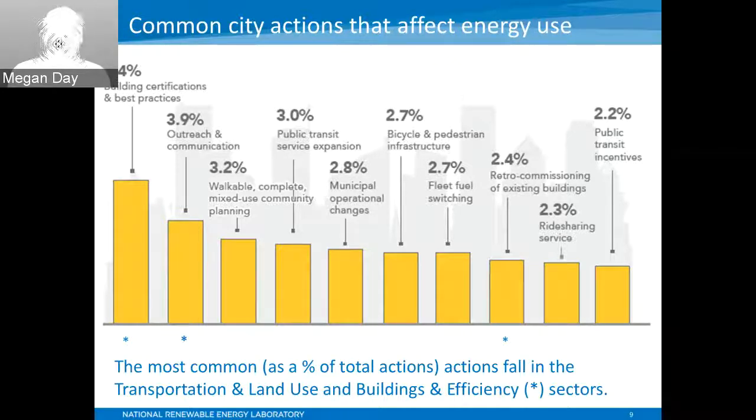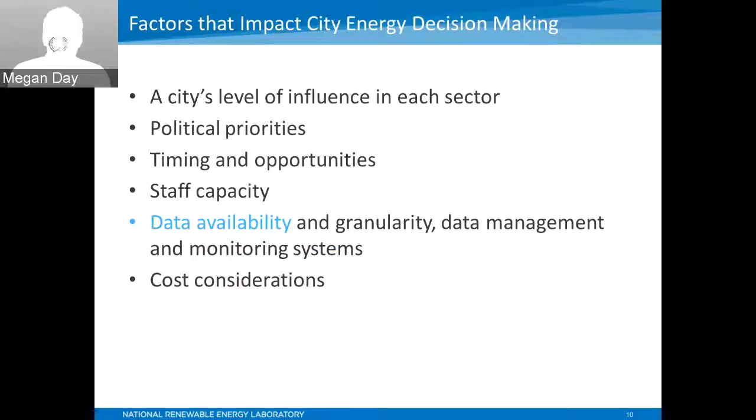So of all of those hundreds and hundreds of actions, we found that the most common, again, were building certifications and best practices. So this is LEED certification. This is often used in the US. For example, outreach and communication is just education about often the projects and incentives that might be available in a city. And then walkable, complete mixed-use community planning, trying to shift from single occupancy vehicles to mode shifting to walking and biking and transit. So that helped us understand how decisions were being made in cities with this sample.